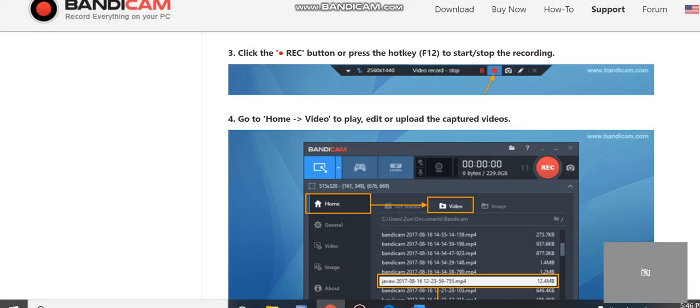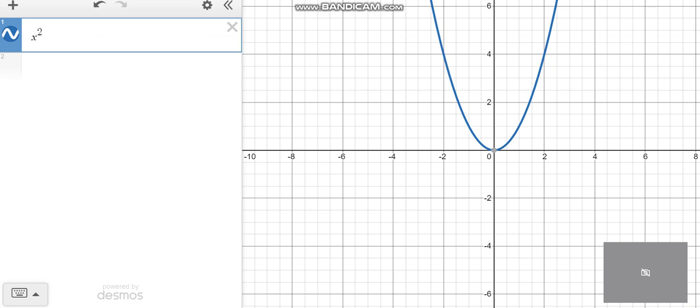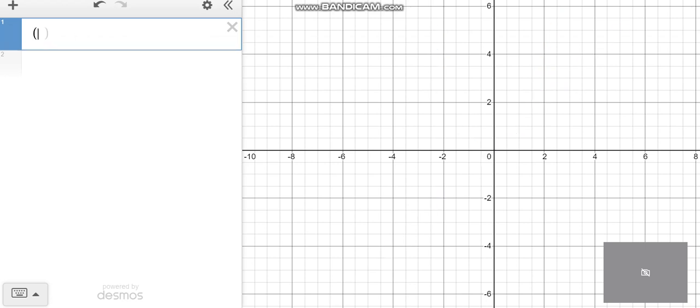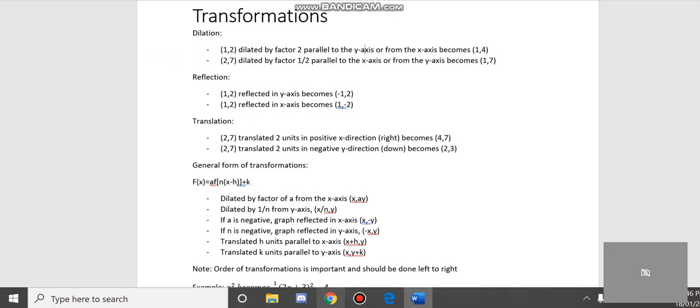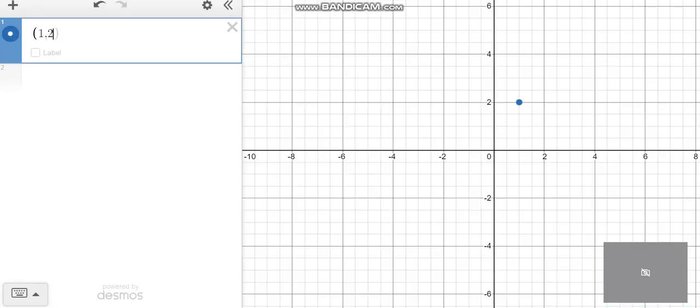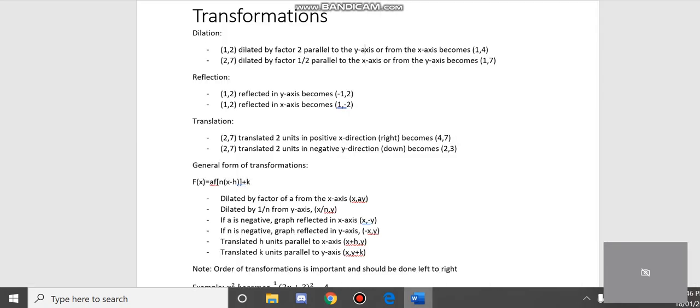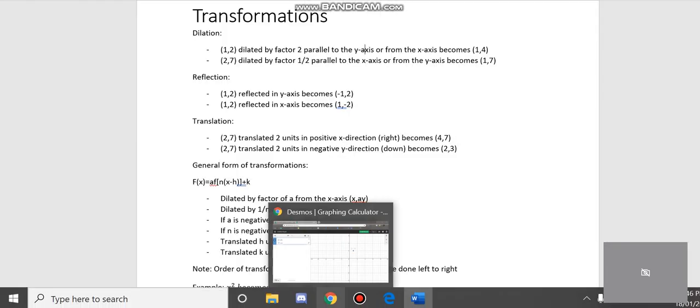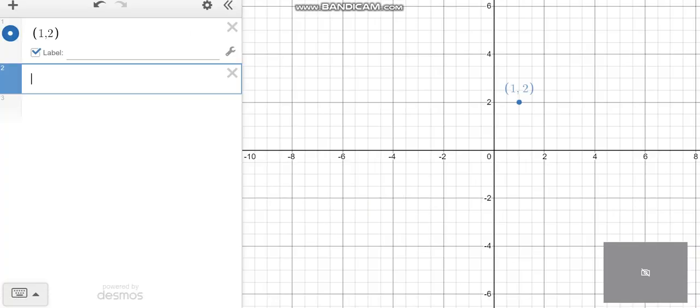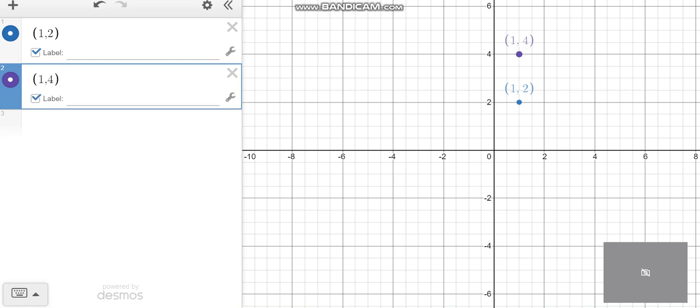So if I go to Desmos, let's say, and I put a point, what's the example here given? 1, 2. Okay, so at that point, if I dilate it by a factor of 2 parallel to the y-axis, or from the x-axis, it becomes 1, 4. We say parallel to the y-axis because you see that the stretching is further away from the axis, in the same direction as the y-axis. And that's sort of the terminology you use there.